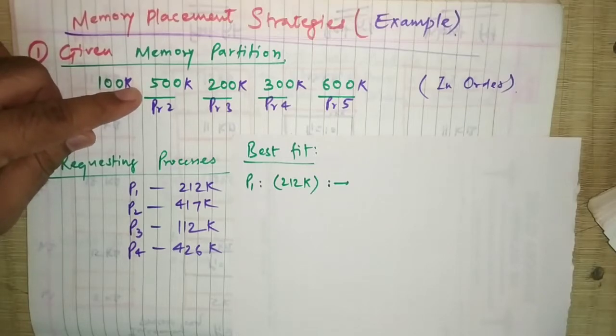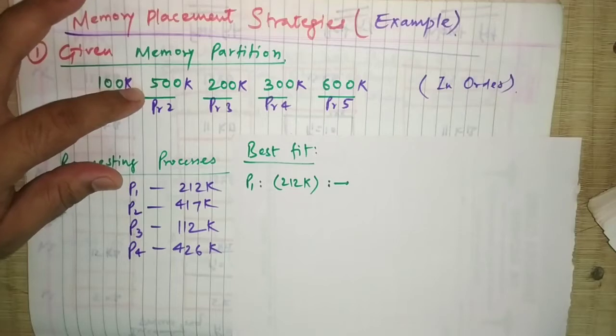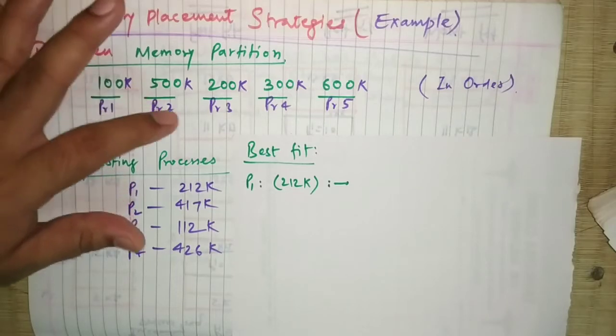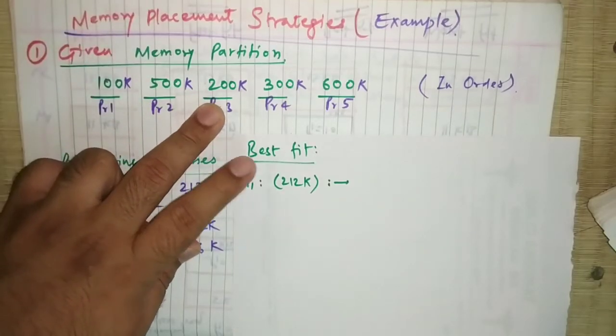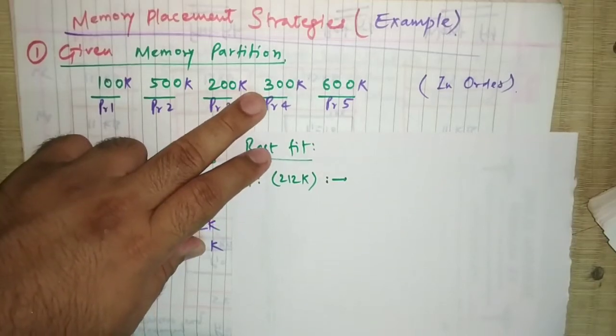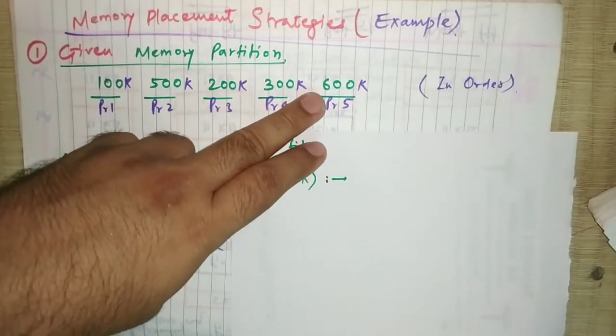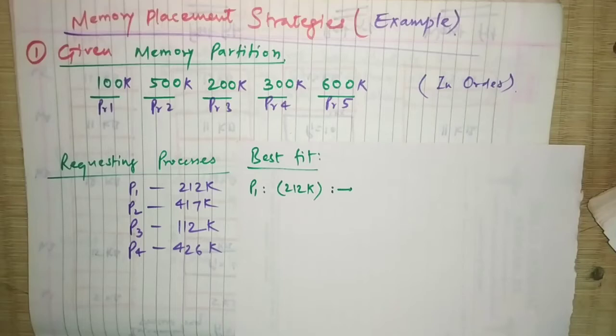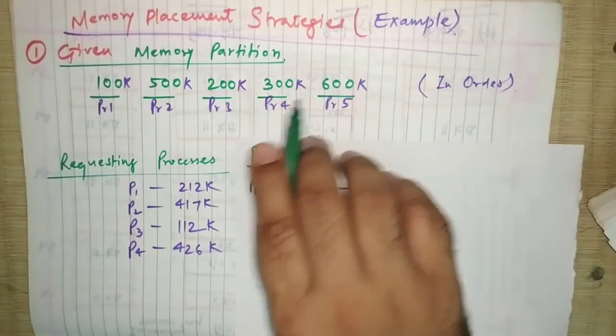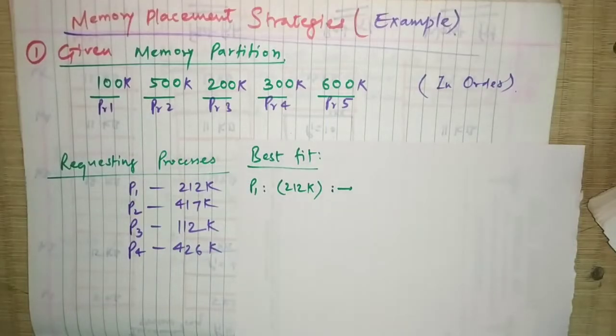It is possible, we can place P1 into 500k, but let us see if there is any other partition which is feasible for P1. The third partition is 200k, we cannot do it. 300k we can do it. Let us see 600k, it is also possible. Out of all these, the 300k, that is partition 4, is very good. Why? Because only 88k will be remaining. If you use 600k or 500k, then more memory will be wasted. So our best fit algorithm is the best among all these strategies, and that's why it will take partition number 4.